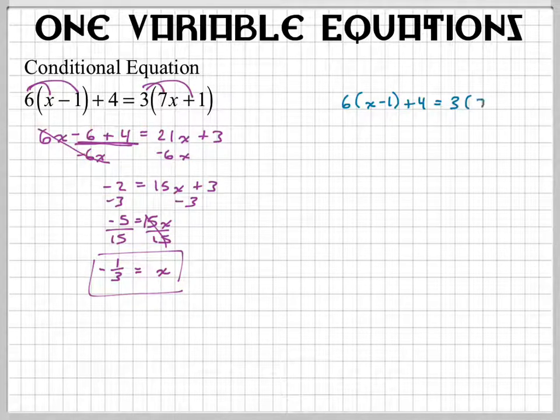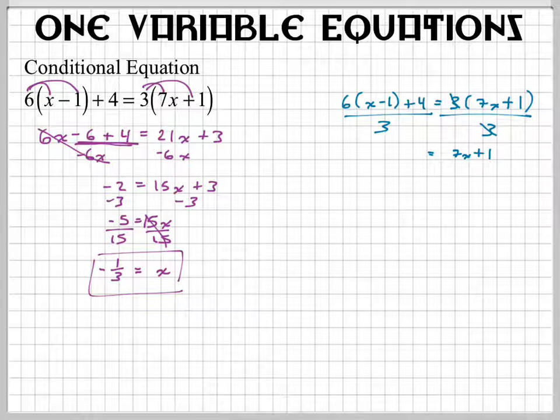Alright, so I have 3 times 7x plus 1. You can divide both sides by 3. If you do that, then you're going to get 7x plus 1, because the 3 divided by 3 is a 1, and it cancels out. And right here, on this side, you have to take the numerator and divide each of those terms by 3. So you're going to take this term and divide it by 3. That's going to be 2x minus 1. And you have to take this term and divide it by 3. So that's going to be plus 4 over 3.